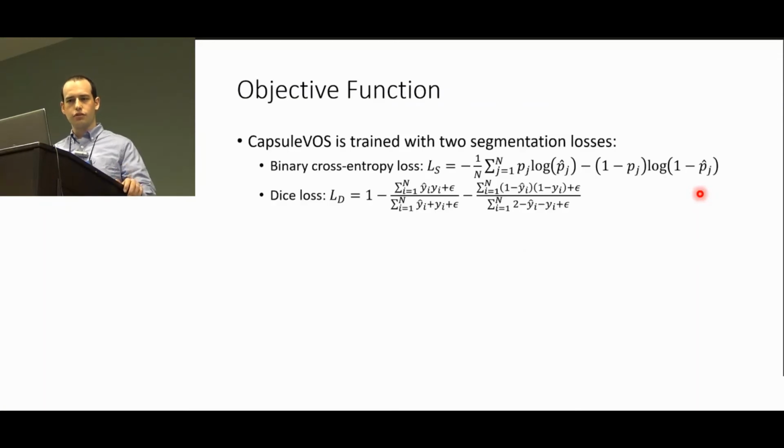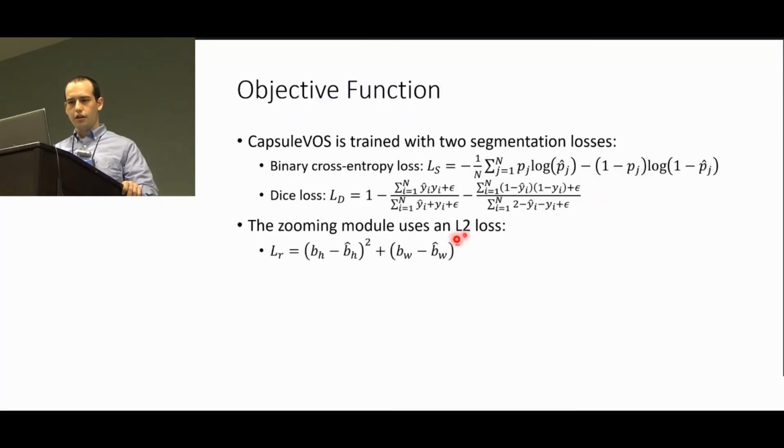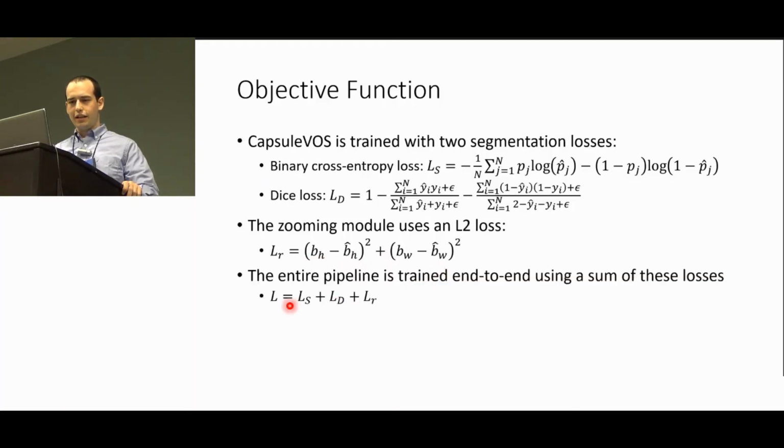So capsule VOS is trained end-to-end. It uses 2 segmentation losses. The first is a binary cross entropy, and the second is a dice loss. The zooming module uses an L2 loss to find the height and the width of the bounding box it must produce. And it's trained end-to-end using the sum of these 3 losses.